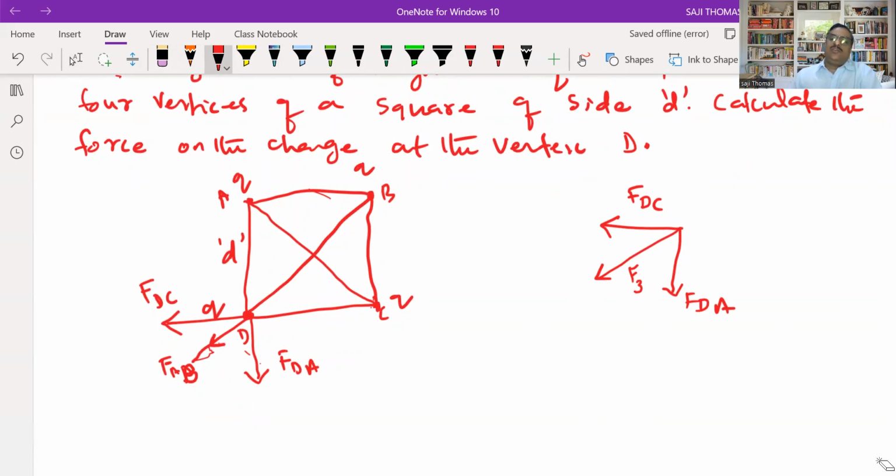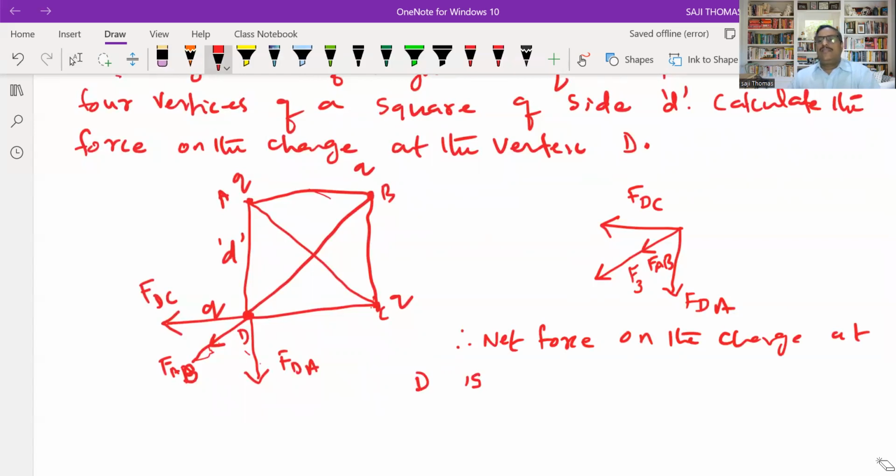This force I am writing, the resultant of FDC and FDA, is F3. And there is one more force in that direction, that is FAB. So what is the net force on the charge at D? Therefore, net force on the charge at D is F equal to this F3 plus FAB.